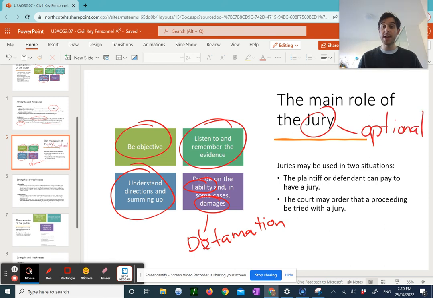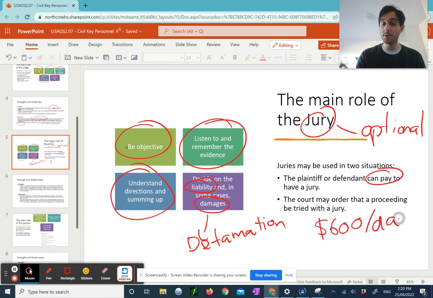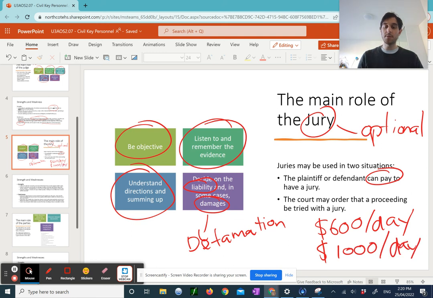By default, you won't have a civil jury, and if you want one, you have to pay for it. And the cost for a jury in a civil case is roughly $600 per day for the first week or so, and then after that, the costs rise to roughly $1,000 per day after a week. So it can be pretty expensive.